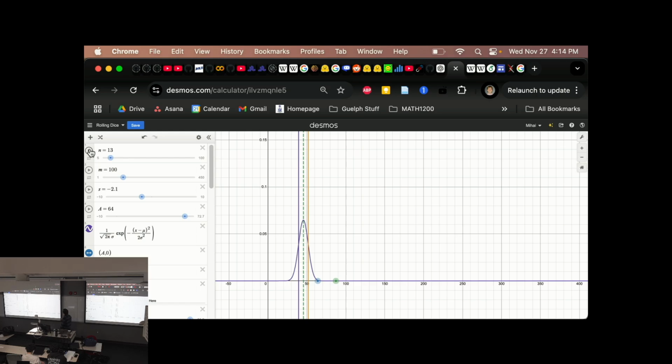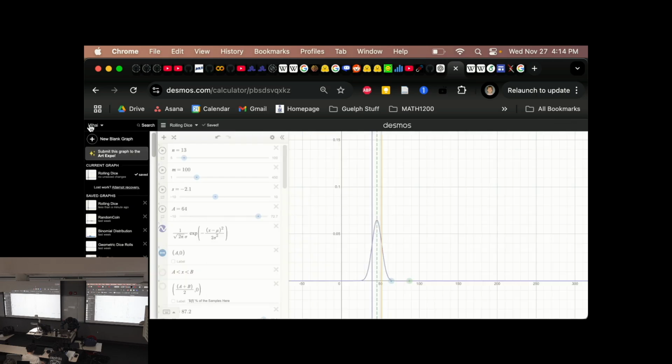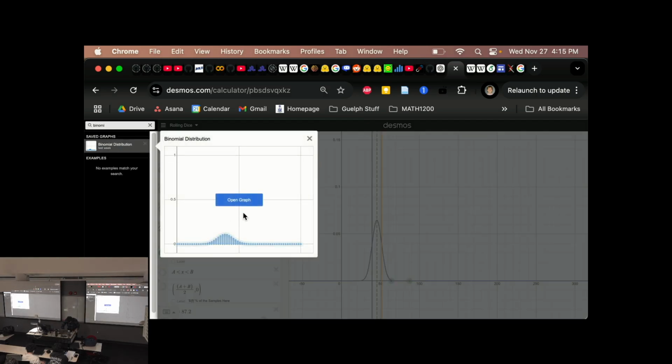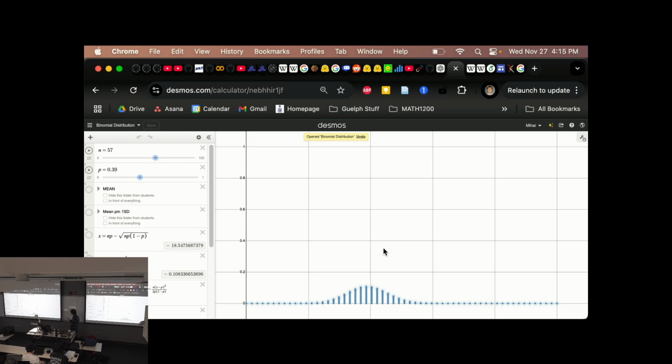Okay, this was for dice. Let's do the binomial one. I think it'll look better on the binomial one. And for the binomial one, let me save this thing and open up the binomial. We're going to see the same exact thing on the binomial. Okay, so this was the binomial distribution we were doing last time.